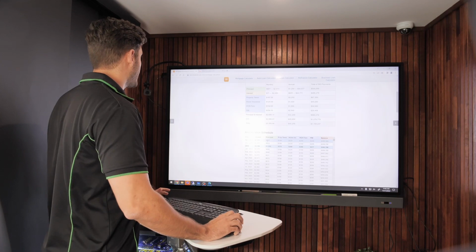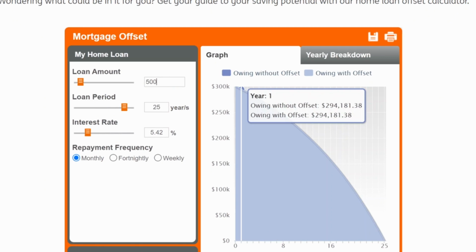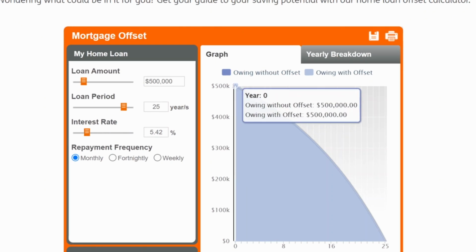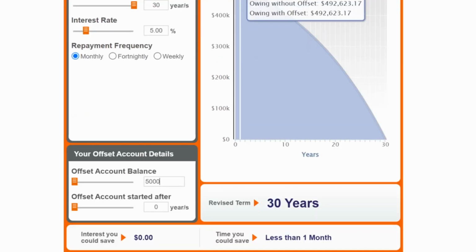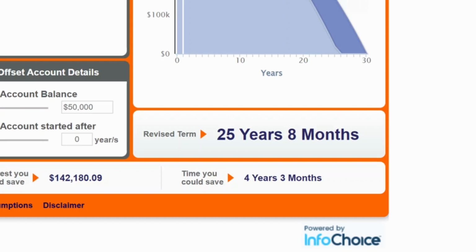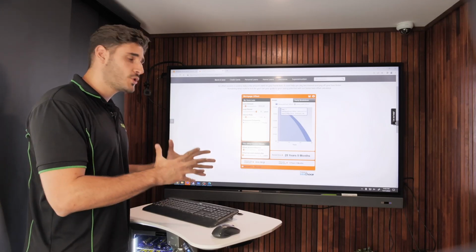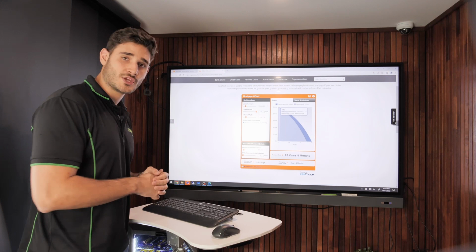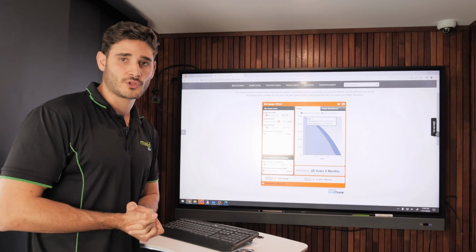Now, obviously I want to save you guys some money. I want to try and get you to pay off this loan faster. So I've just grabbed an ING offset calculator. So if we were to plug in here a $500,000 loan over 30 years at an interest rate of 5%, and then you've got $50,000 sitting in an offset account throughout the life of the loan, as you can see here, your loan term reduces by just over 4 years, and your interest saving is about $142,000. So even though your loan term might start at 30, the more you have sitting in offset, the more you have sitting in redraw, means that you're saving on interest and you're reducing your loan term, and that is how you pay off your loan faster.